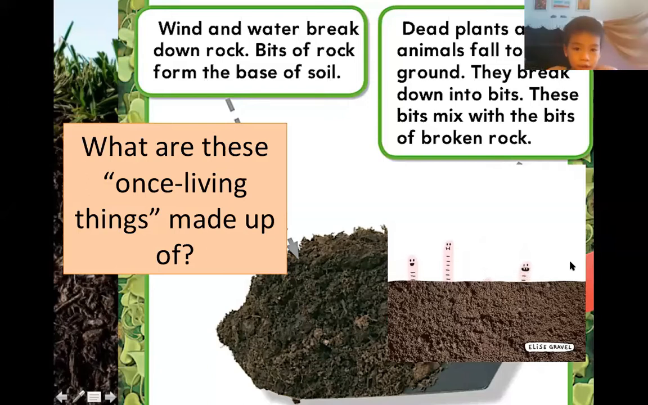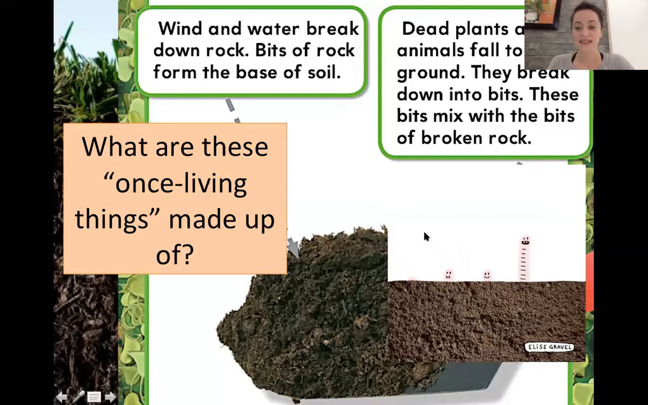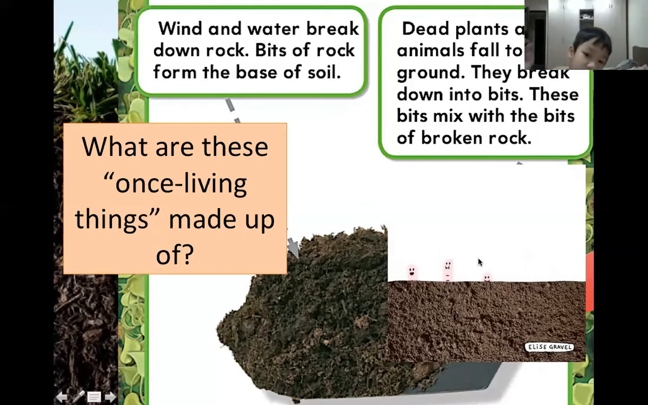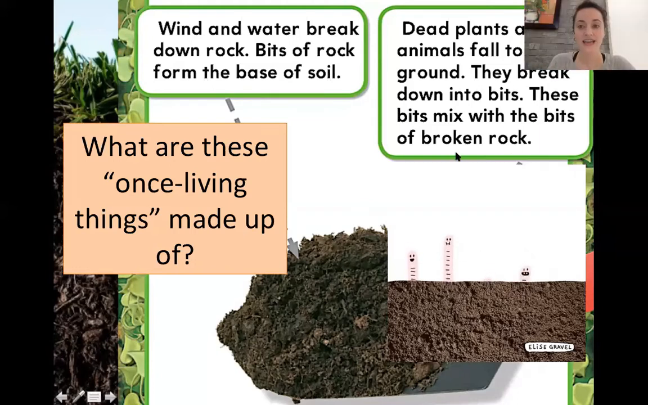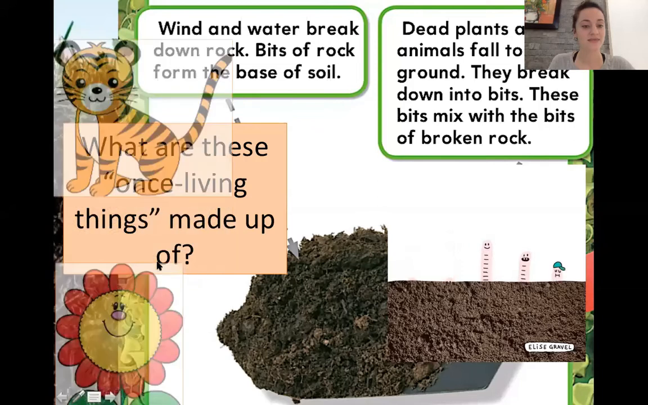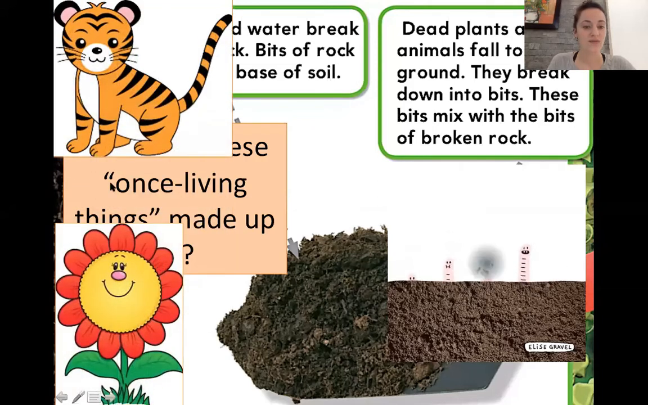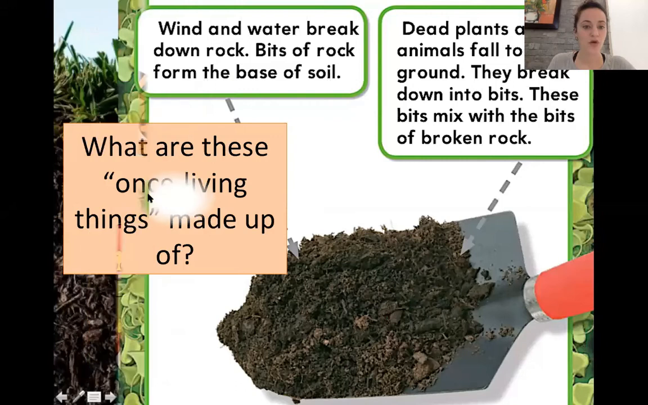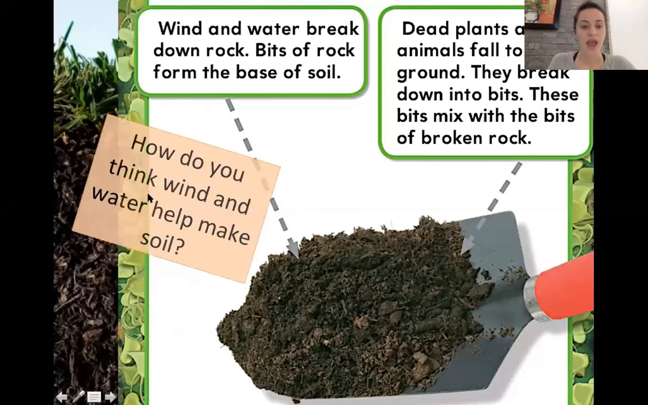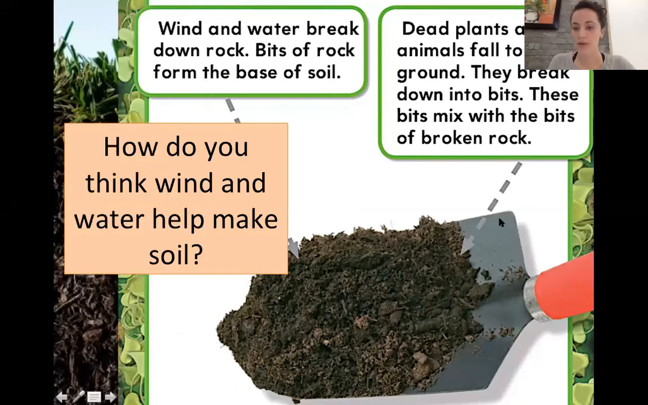Living thing is something that has life. Has life, good, or had life in the past. Very nice. So plants and animals, and Banana, what breaks down living things into soil? Worm. Good, worms and other decomposers. Very nice. So plants and animals that were once living get broken down by worms. How do wind and water help make soil?